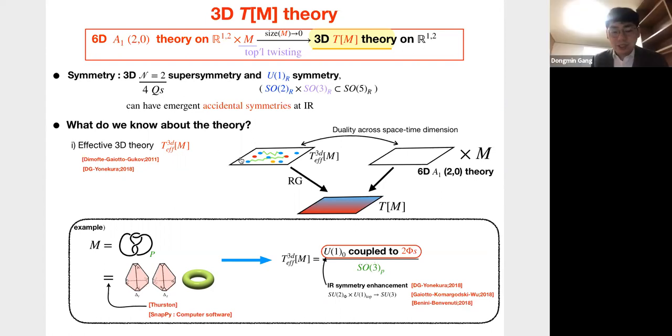So we know that for a given three-manifold, we know how to construct the field theory. And the claim is that if we have this effective field theory in the IR limit, this is the same as the described IR physics of this six-dimensional theory compactified on the three-manifold. So starting from two different UV descriptions, one starting from the six-dimensional theory compactified on the three-manifold, and this theory is a 3D theory with the UV description, their claim is that they will flow to the same theory.